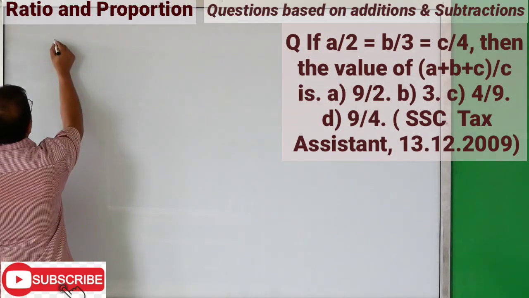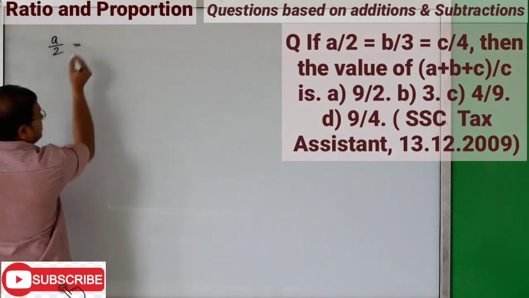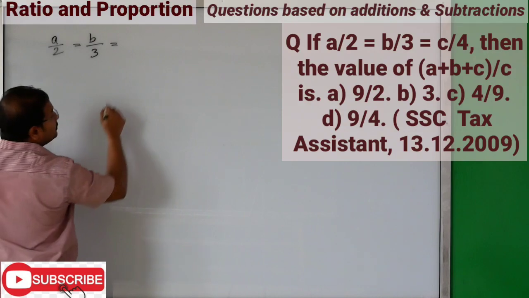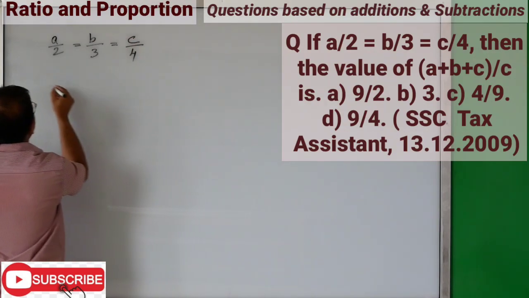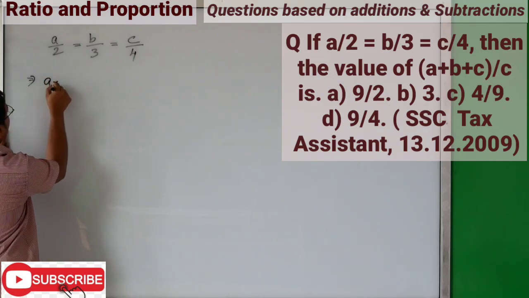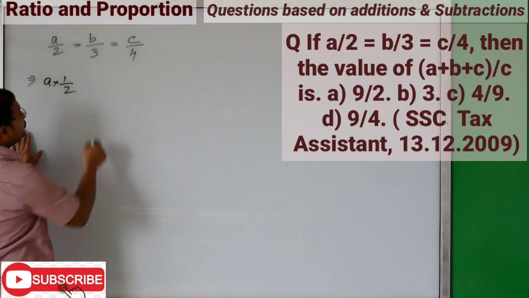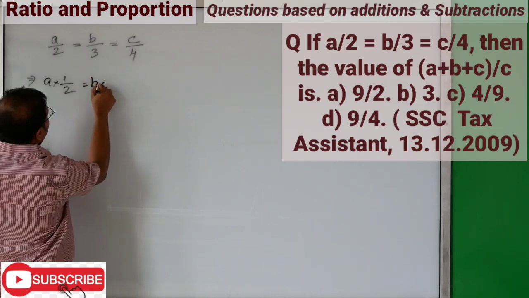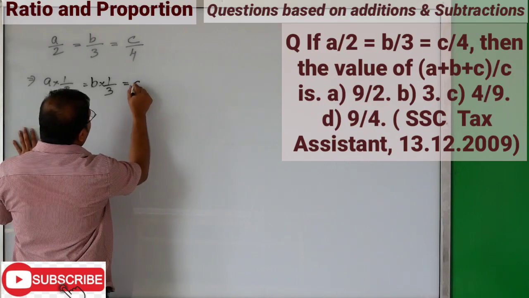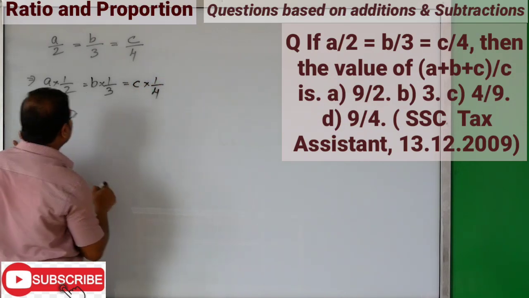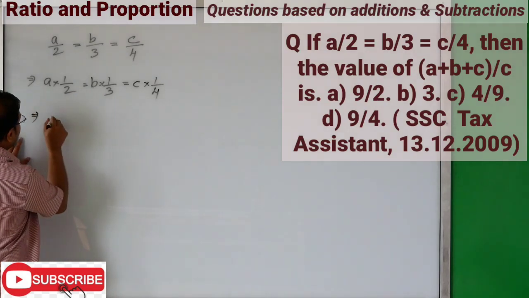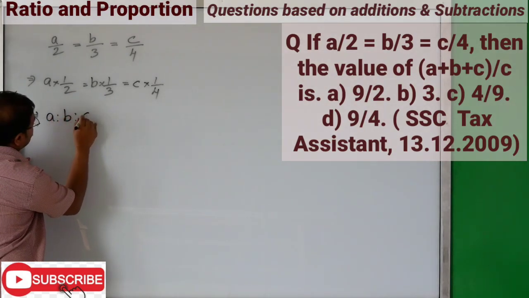What is given here? A by 2 equals B by 3 equals C by 4. This implies A by 2 means you can write A into 1 by 2 equals B by 3, you can write B into 1 by 3 equals C by 4, you can write C into 1 by 4. This implies we are converting into ratio. That means what will happen? A is to B is to C equals.